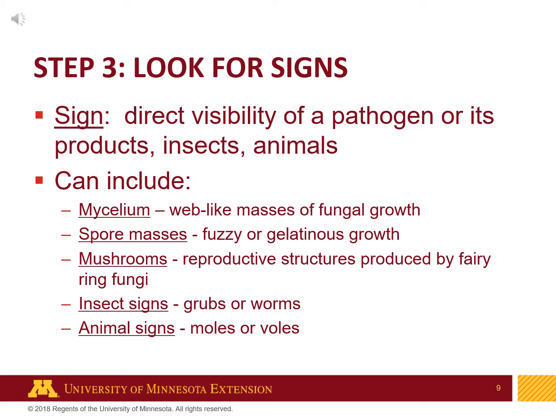If the symptoms in Step 2 do not allow for an accurate diagnosis of the abiotic or biotic problem, Step 3 involves specifically looking for signs of a particular pest. Signs refer to the direct visibility of a pathogen, insect, or animal, and can include structures such as mycelium, which is a cotton-like mass of fungal growth often apparent in the morning, spore masses, or mushrooms. Insect and animal signs will appear by witnessing the particular pest in action on site.